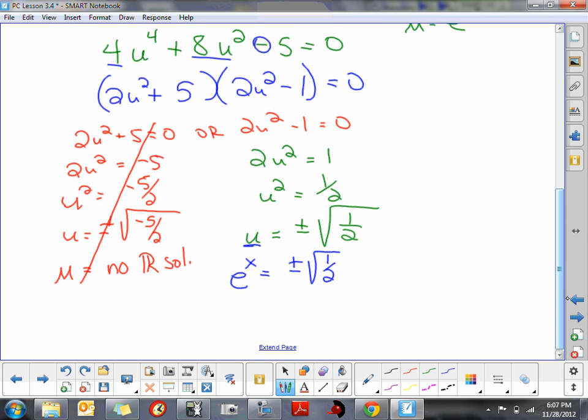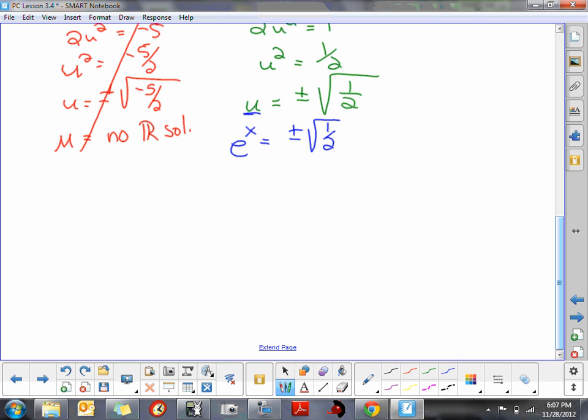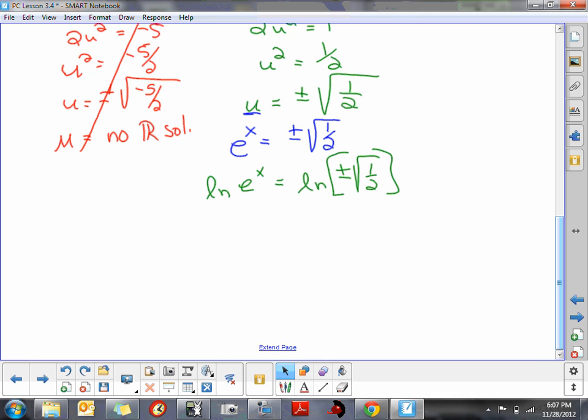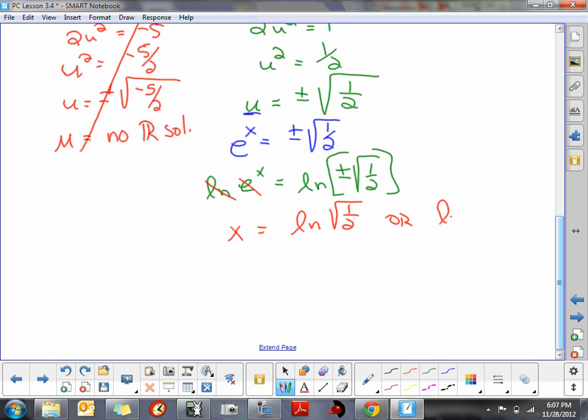To solve an exponential equation, now we apply our logarithm. We're going to use a natural logarithm to get rid of the base e. So natural log both sides, plus or minus the square root of a half. Kind of keep that in brackets since that's the argument. The natural log reduces with the exponent base e, so x has to be the natural log of either the positive square root of a half or the natural log of the negative square root of a half. Of these two, this one can't be done because you can't take the log of a negative, so we disregard that answer. So in the end, we come down to one possible solution, the natural log of the square root of a half.